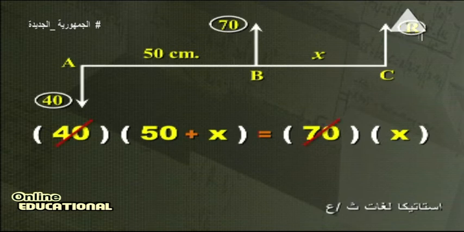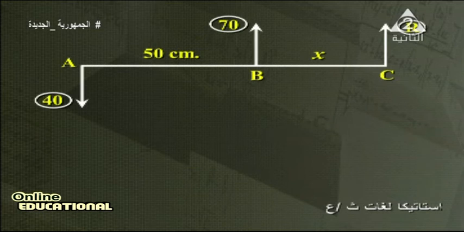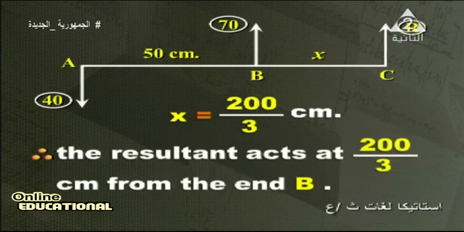Dividing the left-hand side by 10 and the right-hand side by 10, we deduce that 200 plus 4X equals 7X. Therefore, 3X equals 200. What is the value of X? 200 over 3 centimeters. Then the resultant acts at 200 over 3 centimeters from the end B.